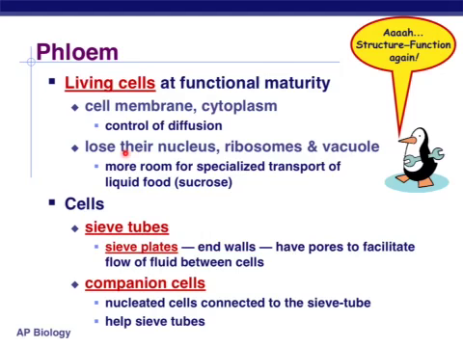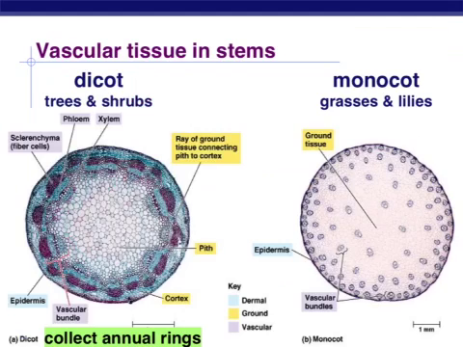So they lose these organelles to create more room so that they can transport this liquid food, this sugar that your leaves are making. They're made up of two kinds of cells: sieve tubes, which have pores on either side that allow fluids to move through or between different cells, and then companion cells. Companion cells are found next to or sandwiching your sieve tubes, and they have a nucleus, and they're connected to the sieve tube, and just like the name suggests, they are companions. They help the sieve tube out. We'll talk about how later on.